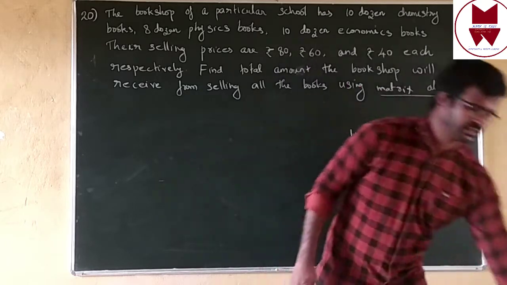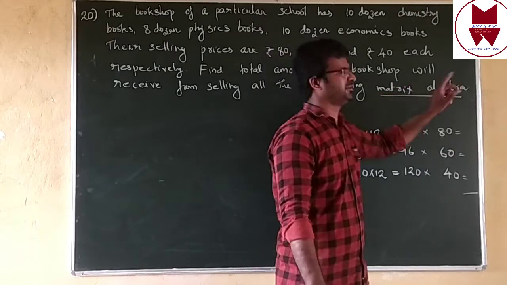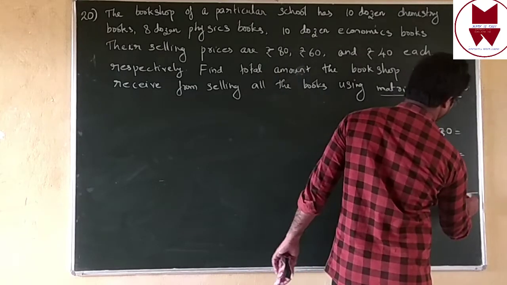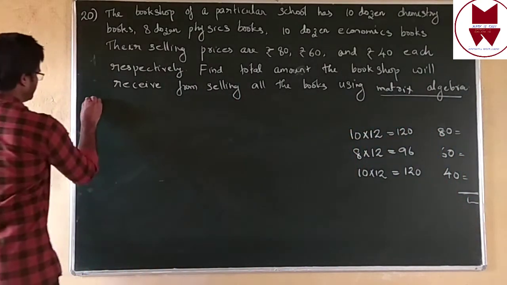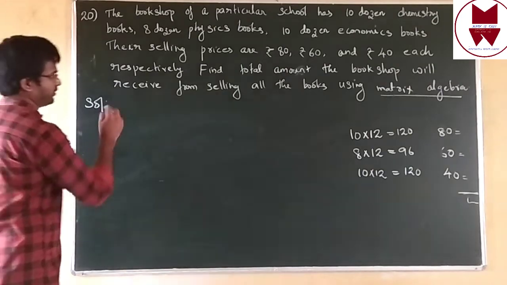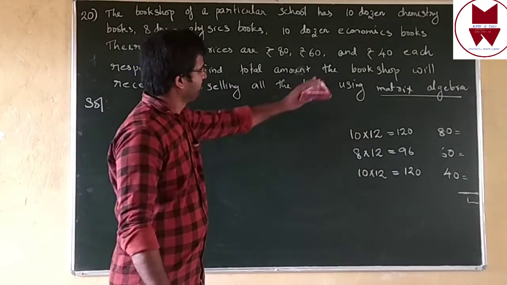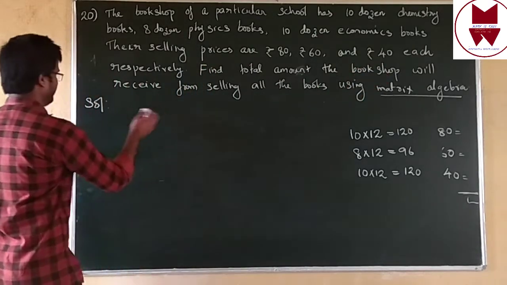But here we cannot use the normal method. We have to use matrix algebra. Anyway, you will get the total amount. Okay, let's see. First, what is our question? Find the total amount of the books. Total amount, how much they will get. We can write that as X.